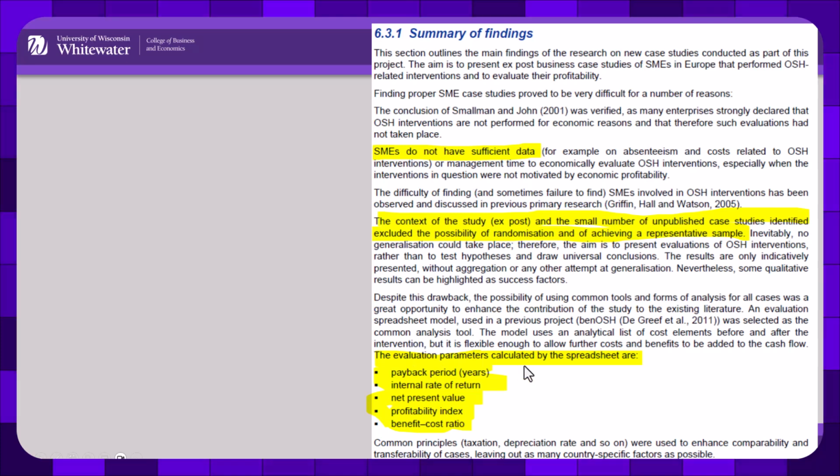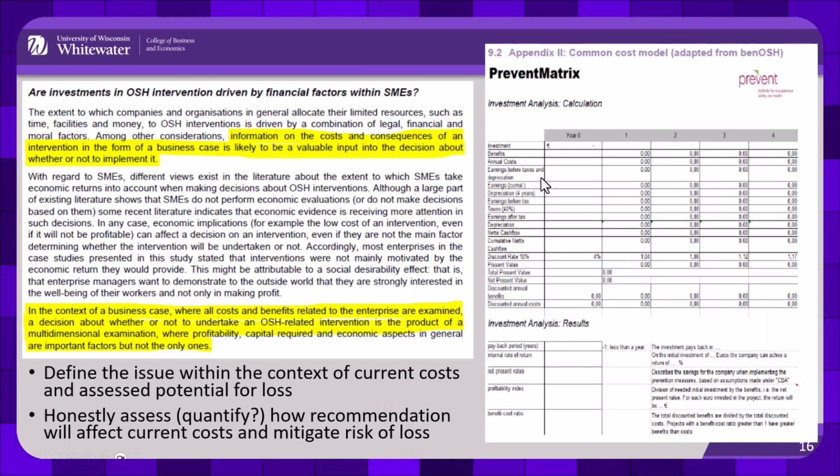The evaluation parameters calculated by the spreadsheet are payback, initial return on investment, net present value, and profitability. So it goes beyond just your cost-benefit or value-based assessment. If you get out there in the field, you may actually have to start factoring in things like annual depreciation, taxation, things like that. But for this class, for the capstone, we're going to keep it simple. Sometimes it's better, especially if it's multi-year, to put together more of this.